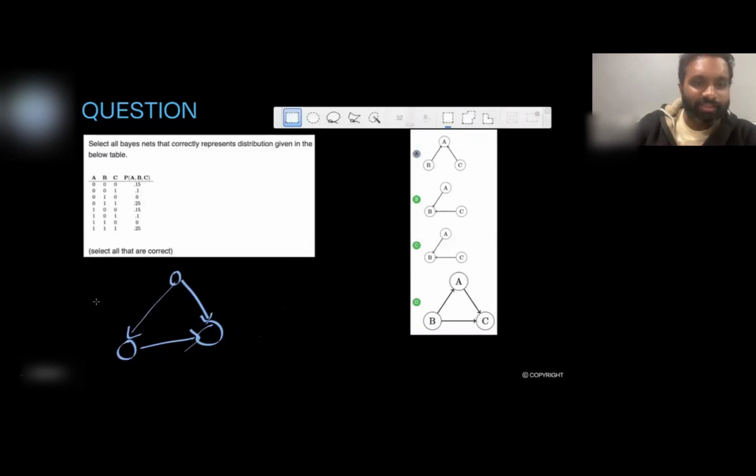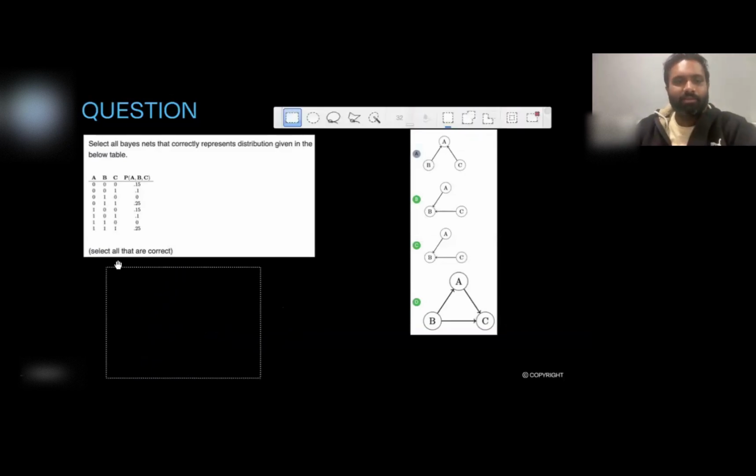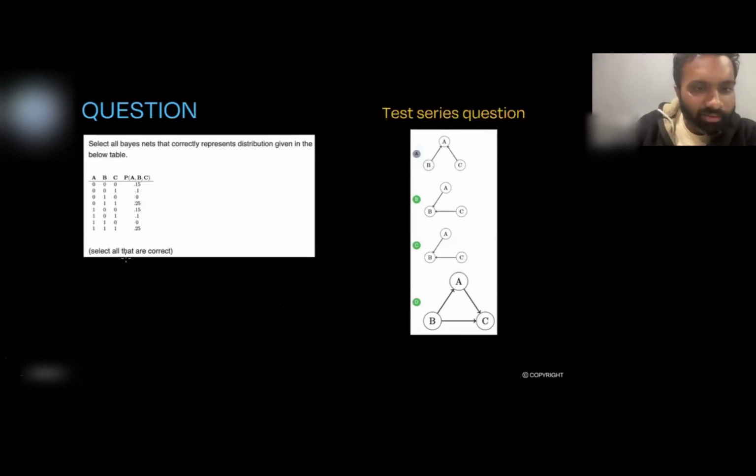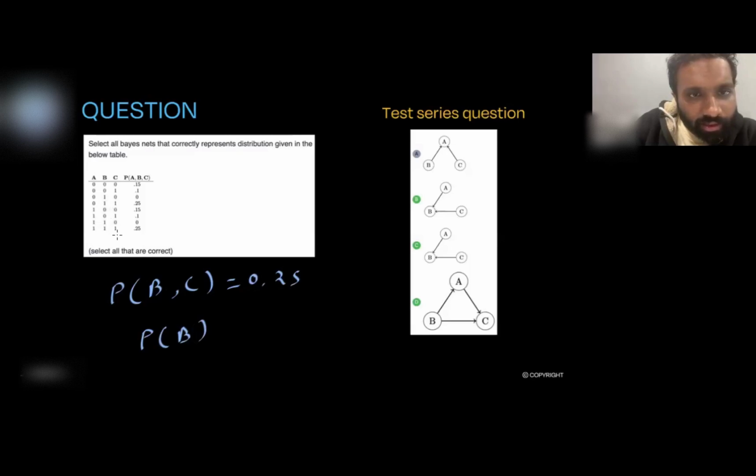More specifically, you can just calculate the probability of B and C together. Let's say for one term, let me just calculate it. So probability of B and C. B and C both are 1. Let's say you consider both are 1, that is 0.25. What is the probability of B? B is happening, so B is 1. So 0.25 and again 0.25. So the probability of B is 0.5. Probability of C, again, you can just consider.